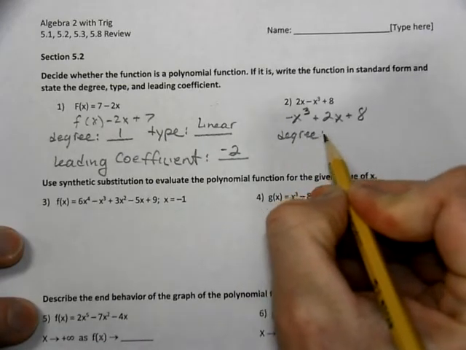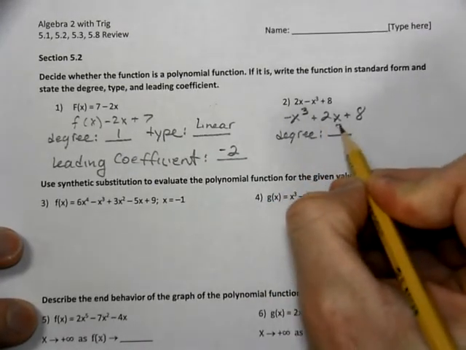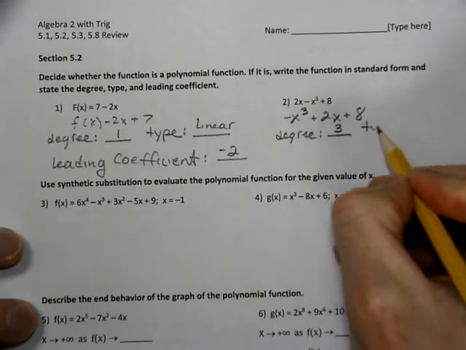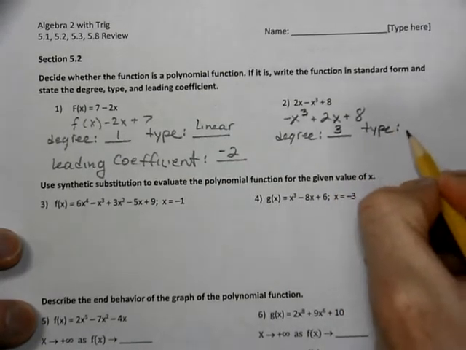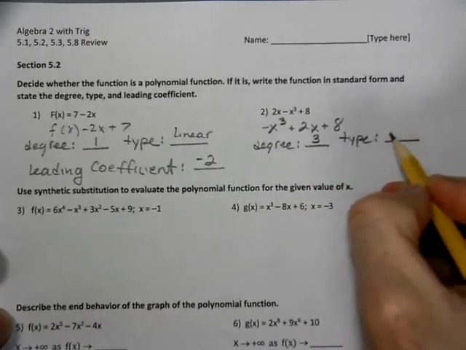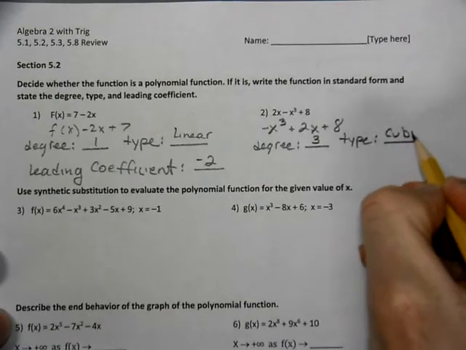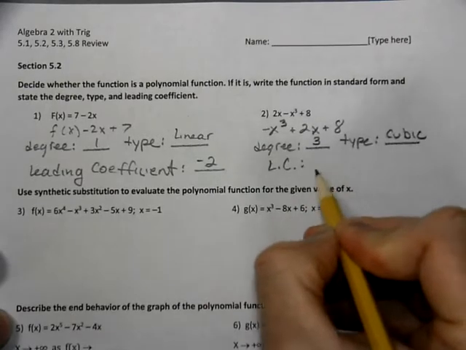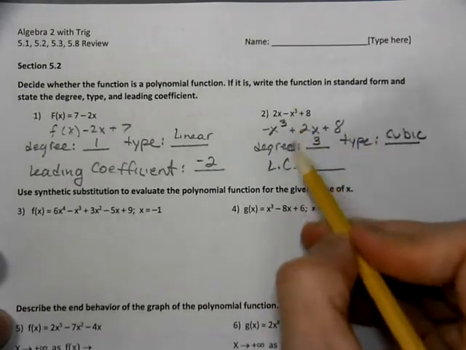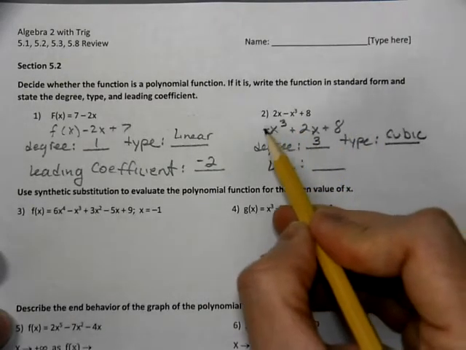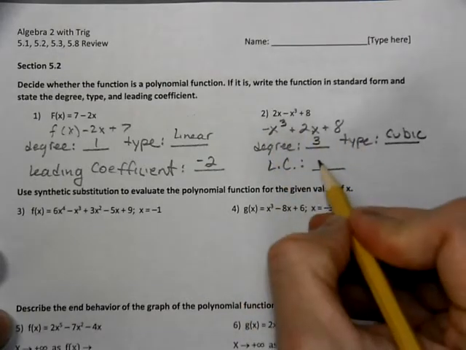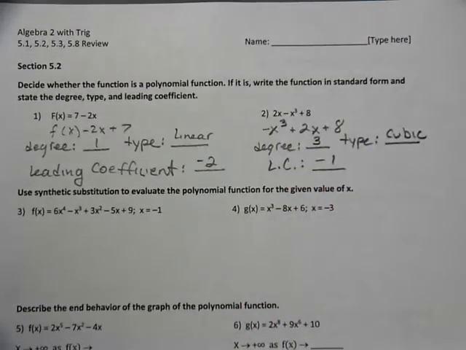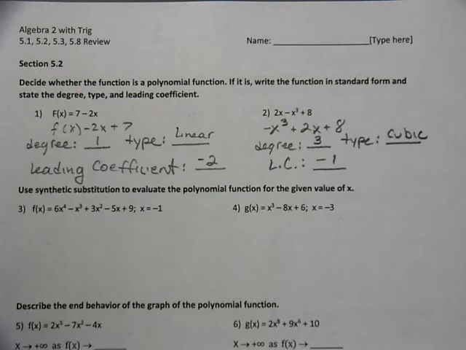The degree for this one is your largest exponent. The type, because it is a degree of 3, this is considered to be cubic. And the leading coefficient is, looking at your standard form, the number that's out in front, so it's negative 1. The leading coefficient helps us determine which way it's going to progress as x gets larger.